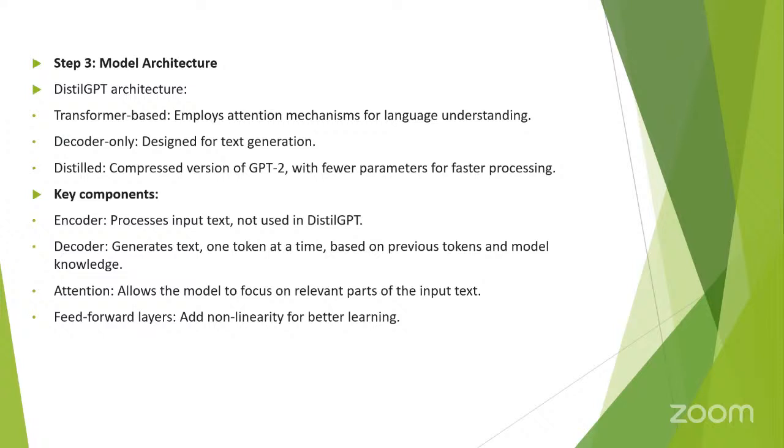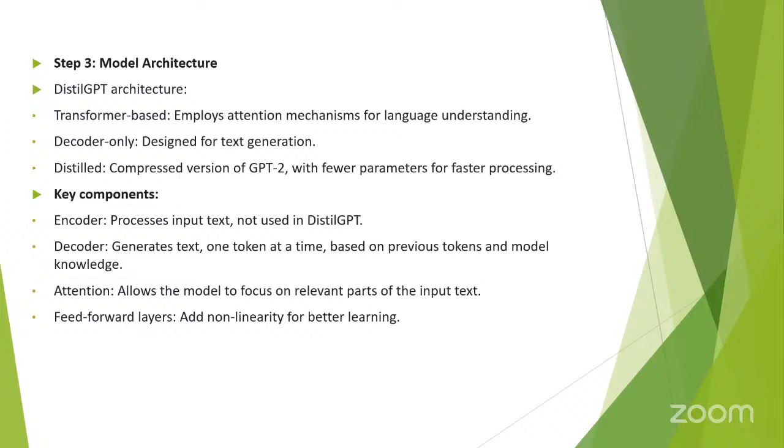After that, we will have model architecture. Here we are using a DistilGPT architecture, which is based on the GPT-2 architecture. It is nothing but a compressed version of our GPT-2 model, which is trained with fewer layers for faster processing on low-computing devices. Here we'll have decoder-only, designed for text generation.